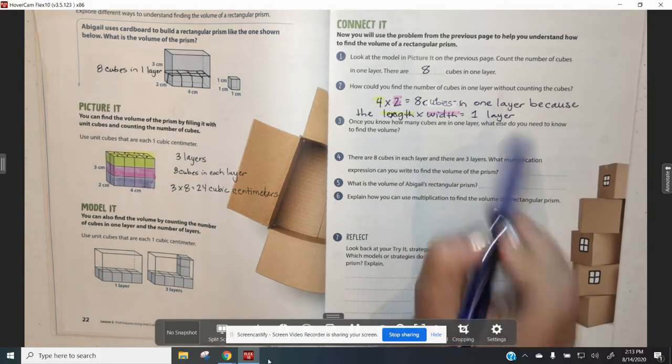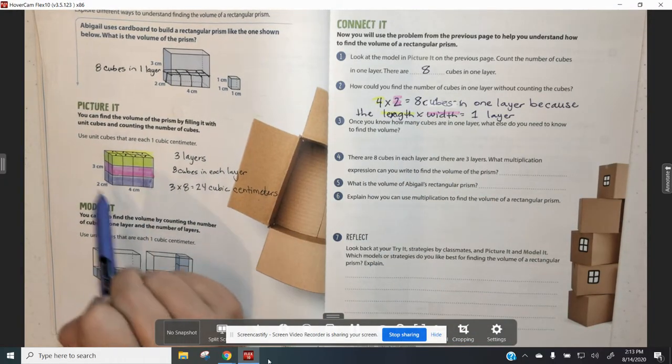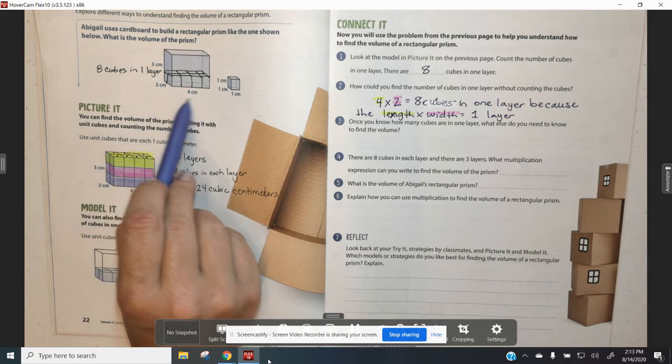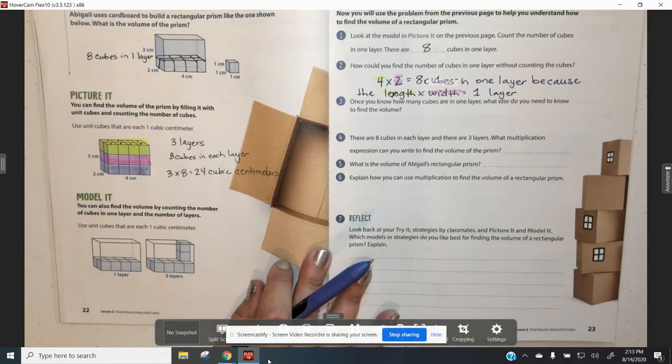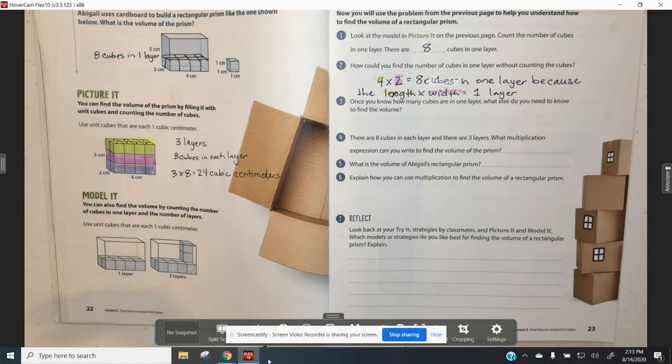Great job if you recognize that 4 times 2 is 8, and that tells us, without even drawing any cubes, that our base would have 8 cubes, or our bottom layer would have 8 cubes. I'm trying to tell you your vocabulary words before we get there.